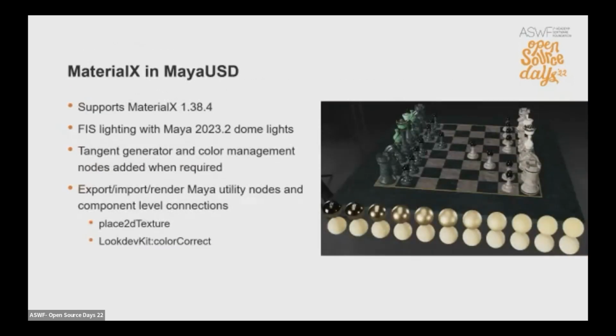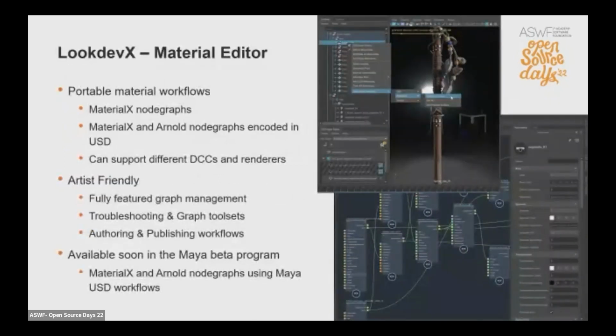Because for MaterialX in Maya USD, we currently support 1.38.4, and it supports all sorts of features, dome lights, and it can embed new code, color management nodes and utility nodes on demand when necessary. We can export utility nodes and stuff, so you can see the chess set there in the viewport.